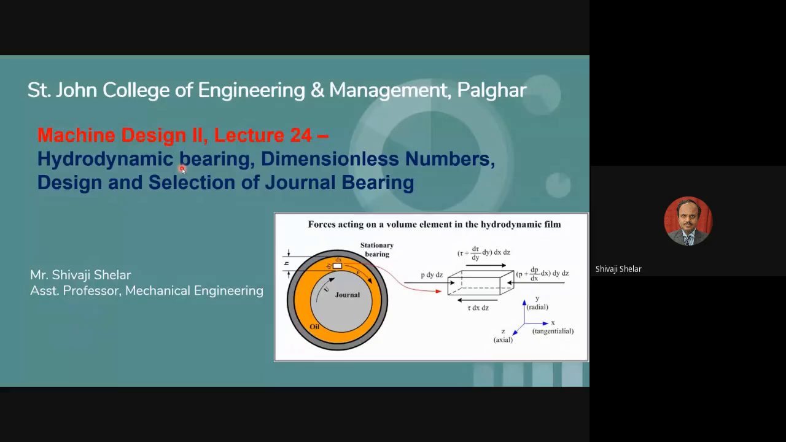So here you can see one such diagram. The journal or the shaft is rotating inside the bearing surface. In between the journal surface and the bearing surface, there is a lubricating oil. Under the action of the rotation of the journal or shaft, this oil will flow around this journal, and this is a fixed bearing. If you consider a small control volume, you can consider one with dx and dy thickness. That rectangular control volume is shown here, which will be subjected to different forces.